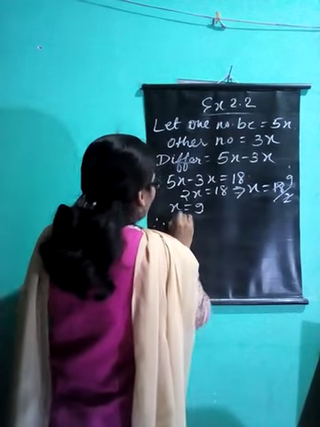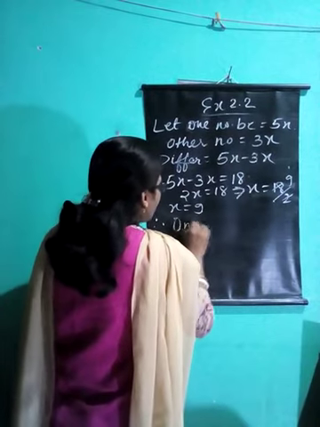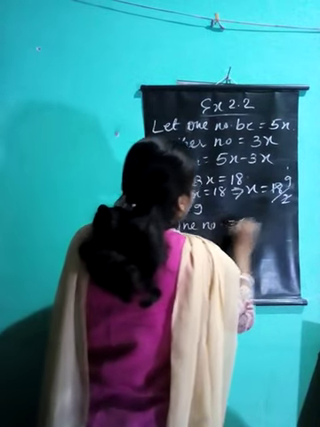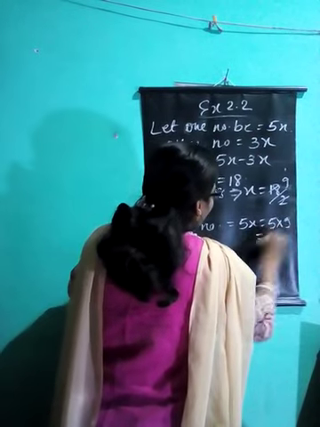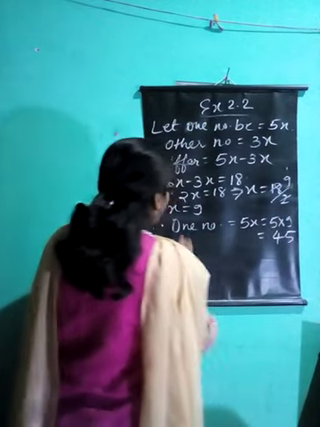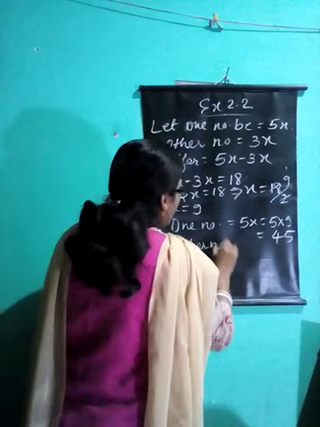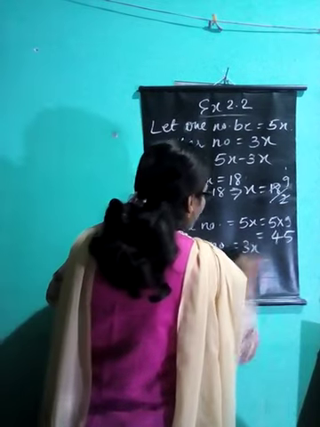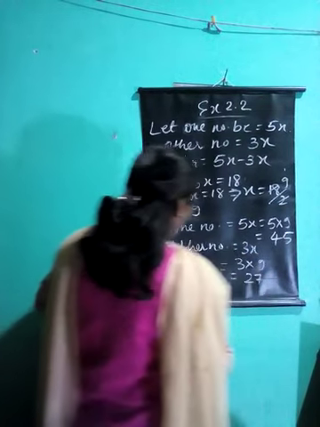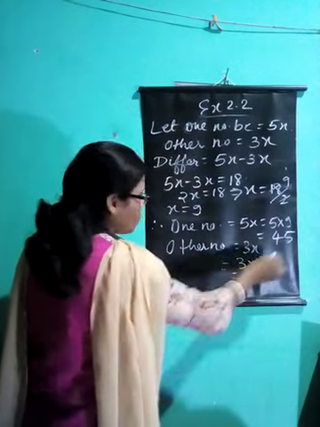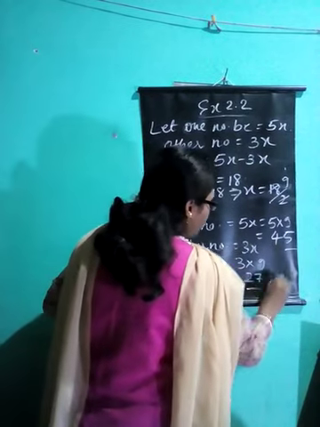Now therefore the numbers are, one number is 5x, you have 5 into 9. 5 9s are 45, and the other number is equal to 3x, that is 3 into 9. 3 9s are 27. Therefore the two numbers are 45 and 27.